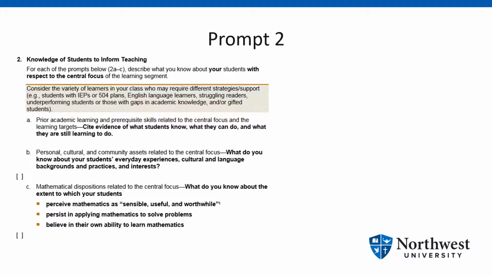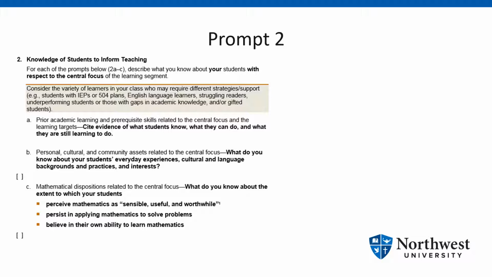And then 2B asks about your students' personal, cultural, and community assets related to the central focus. What do you know about their everyday experiences, cultural and language background, practices, and interests? For example, if you are in the greater Seattle area and you know that many of your students have parents who work at a tech firm and are highly educated in math, and you're doing elementary math, that might be worth mentioning that you have an educated parent base that is able to help support students.